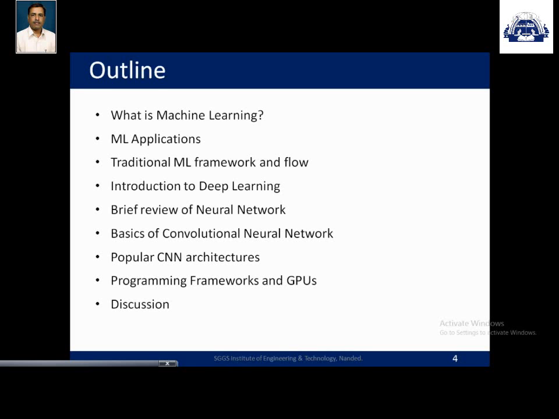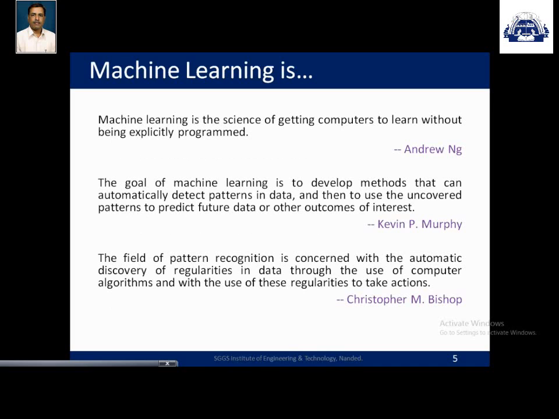Machine learning is the science of getting computers to learn without being explicitly programmed. This definition is given by Andrew Ng. Another definition is given by Kevin Murphy: the goal of machine learning is to develop methods that can automatically detect patterns in data and then use the uncovered patterns to predict future data or other outcomes of interest. The third definition is that the field of pattern recognition is concerned with the automatic discovery of regularities in data through the use of computer algorithms, and with the use of these regularities to take actions. This definition is given by Christopher Bishop.